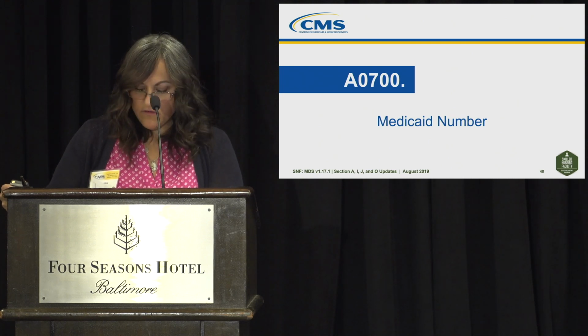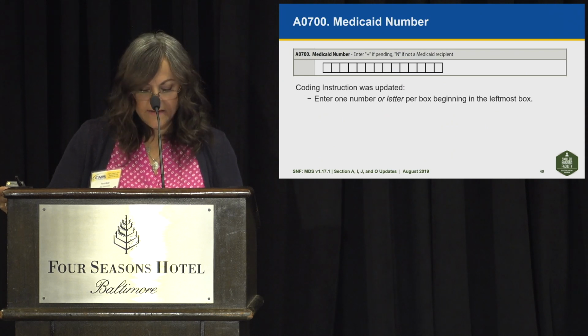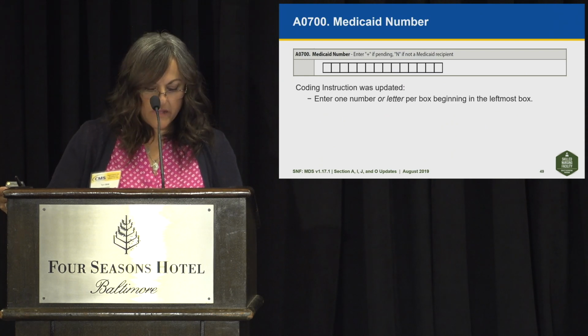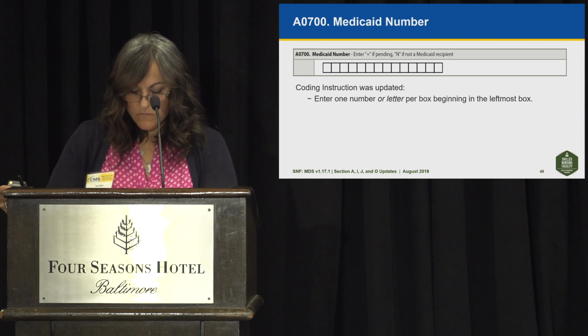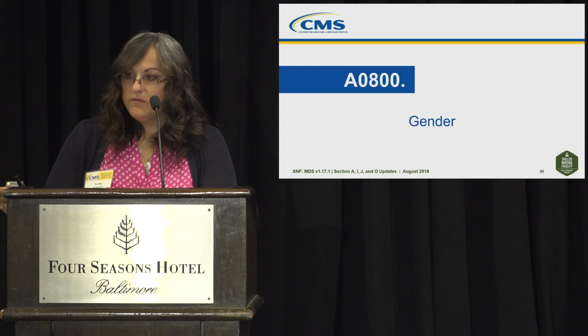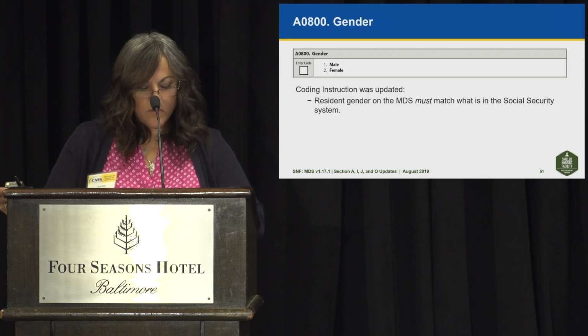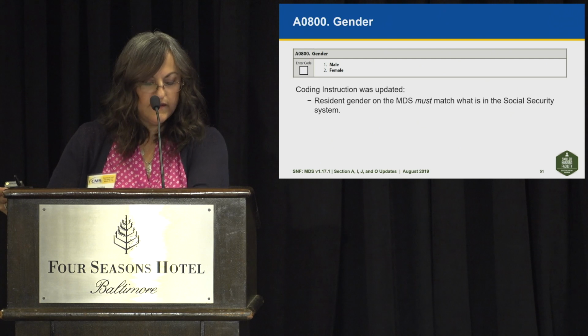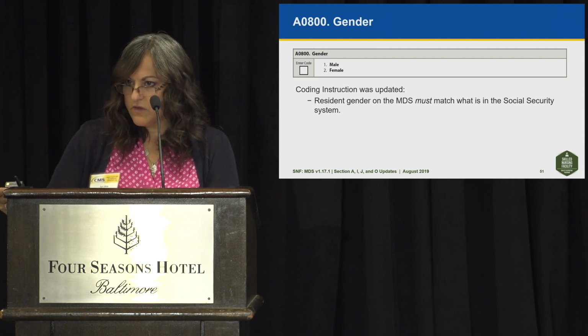So A0700, Medicaid number. A coding instruction was just added here to include that a letter can also be part of that number. A0800, gender. This just had one clarification, and that was that the coding instruction was updated to say that the resident gender has to match what's in the system on the Social Security side.